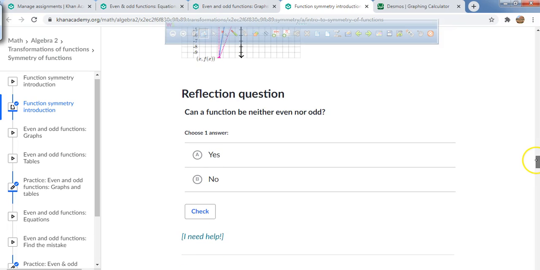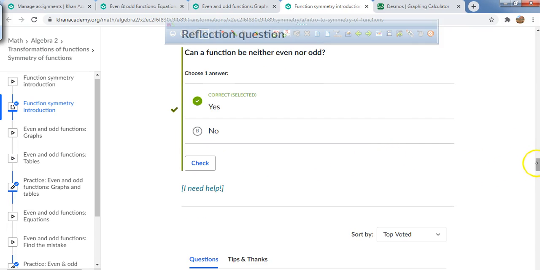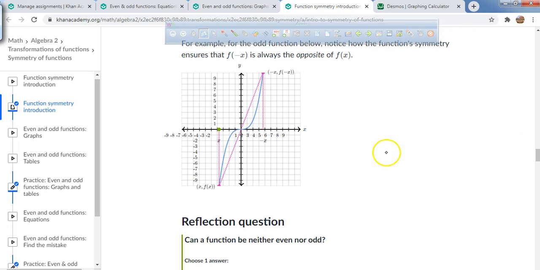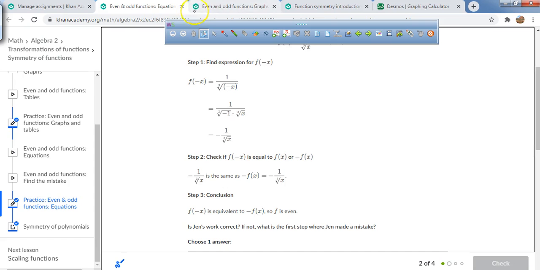Can a function be neither even nor odd? Yeah, sometimes you can have functions that are neither even nor odd. Absolutely. So now what we're going to do is explore this. Let's start with equations.